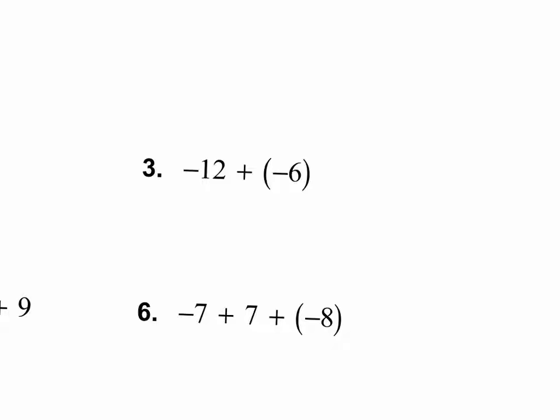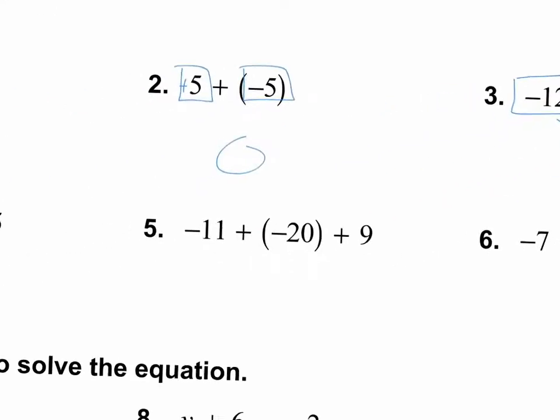Alright, then I have -12 and -6. They're both negative, so this is the same sign. When you have the same sign, we combine. Same sign, combine. So that means add them. So 6 plus 12 is 18. And then you keep the sign. They're negative, so I'm going to keep that negative with it. So it's a -18 as your answer.